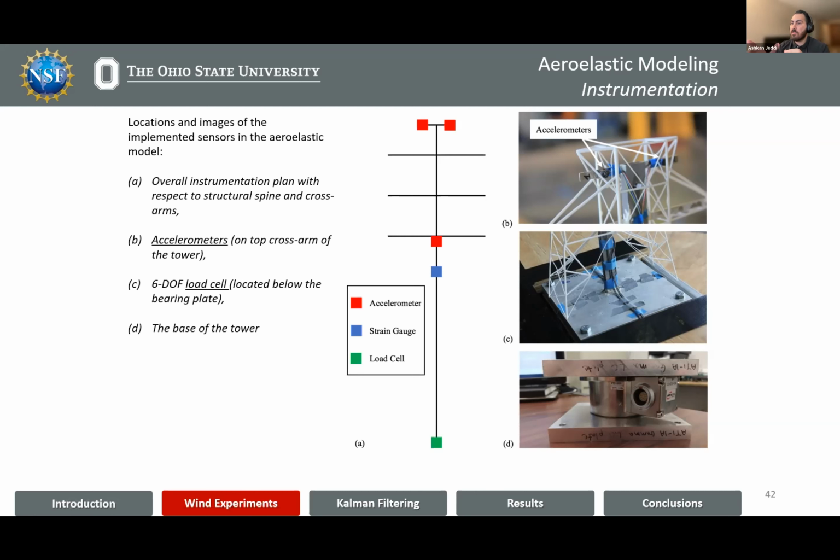So in this study, we have used the data from the following implemented sensors that you can see in this slide: the 6 degree of freedom load cell, the 3 accelerometers on the middle of the tower, and 1 strain gauge. And in addition to the instrumentation installed on the body of the tower, the data from 2 Cobra probes that were installed were used. These probes were installed at the mid height of the tower and the top of the tower.